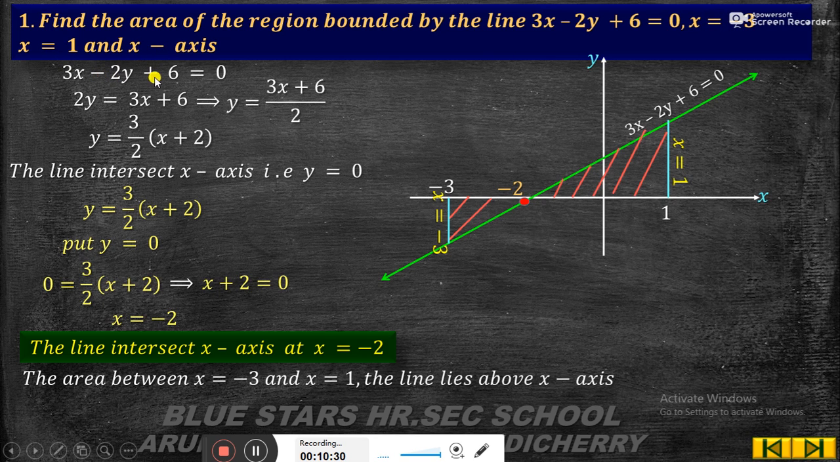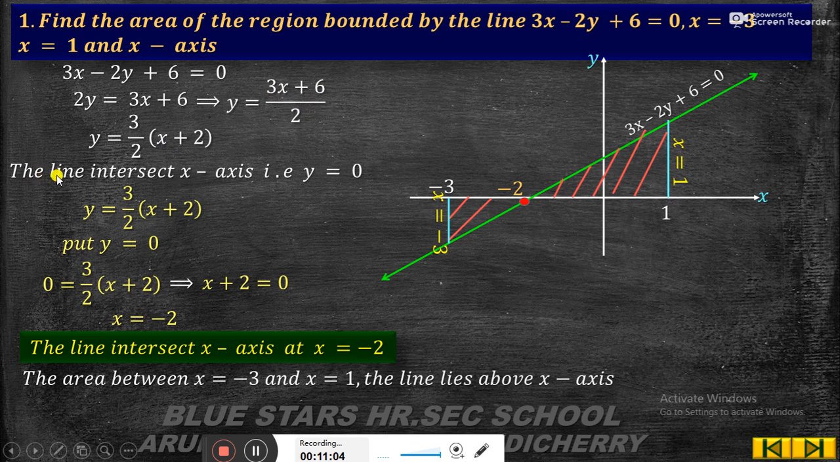So 3x minus 2y plus 6 equal to 0. That means 2y equal to 3x plus 6. I move the minus 2y to the right-hand side, so 3x plus 6 equal to 2y. Reversing, 2y equal to 3x plus 6, so y equal to (3x plus 6) by 2. Taking 3 common in every term, 3 by 2 into x plus 2. So y equal to 3 by 2 into (x plus 2).